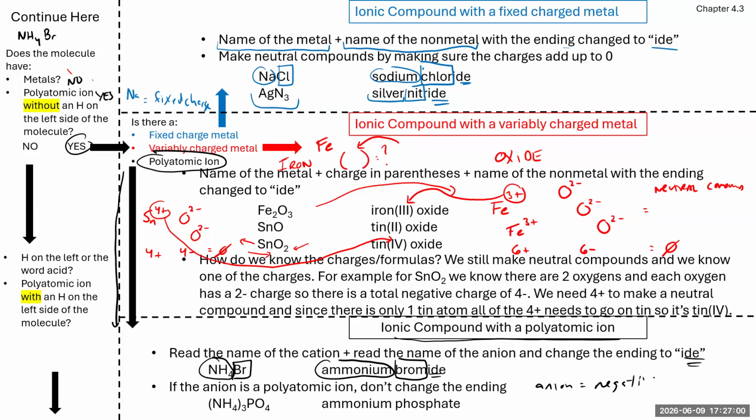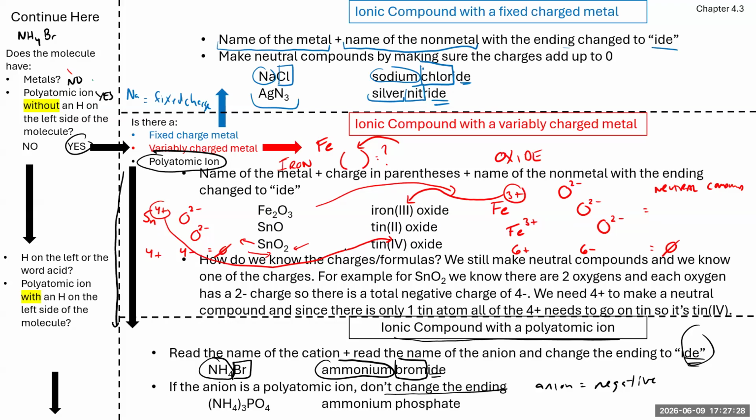Now, if the anion is a polyatomic ion, we're not going to change the ending. So we don't change it to IDE. This is just called ammonium phosphate, right? Not going to change the ending, okay? So if the anion is polyatomic, you don't change the ending. If the anion is a monoatomic ion, you're going to change it to IDE, like ammonium bromide or ammonium oxide or ammonium fluoride or ammonium nitride, right?